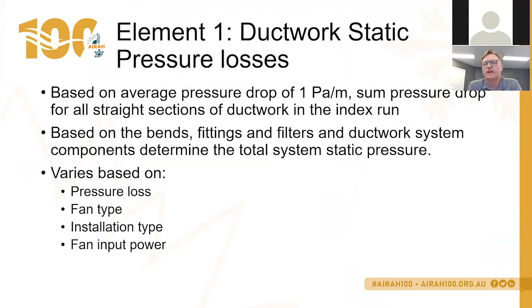The ductwork static pressure loss is an average loss within all the straight ductwork. You can have sections of the straight ductwork that exceed the 1 Pascal per metre, and you can have sections that are below the 1 Pascal per metre. So it ends up being an average across the index run of the system. So that's the run with the highest static pressure loss in it. And so that gives you your straight ductwork pressure loss average of 1 Pascal per metre.